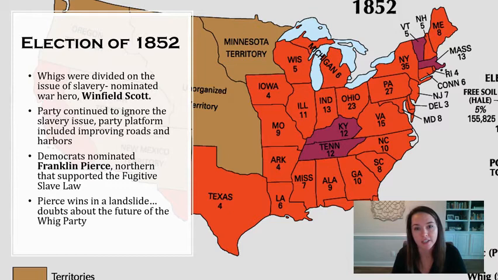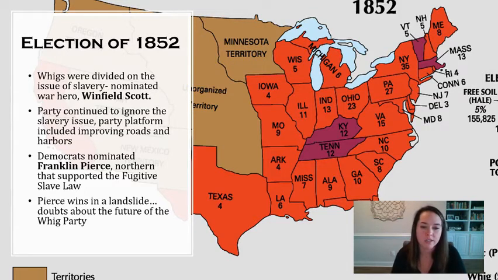Franklin Pierce is actually ranked by most presidential historians consistently at the bottom as probably one of the worst presidents in American history. Even though it's really interesting, you can see by how much he wins in that 1852 election. But I think it's more a reflection on the weakness of the Whig Party than it is unity in the Democratic Party. So just keep that in mind.